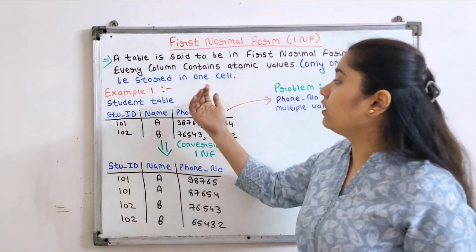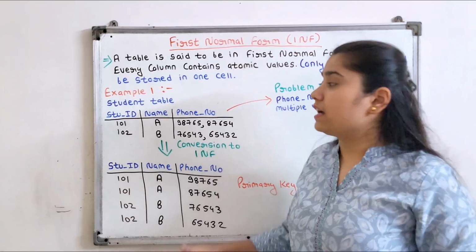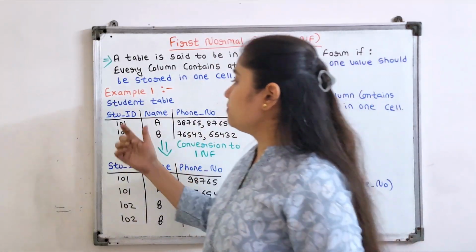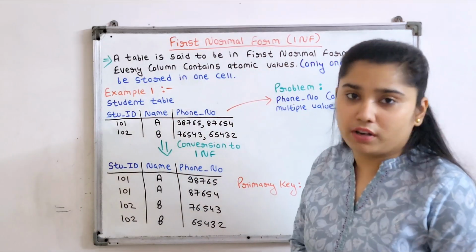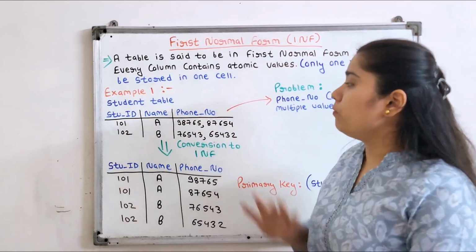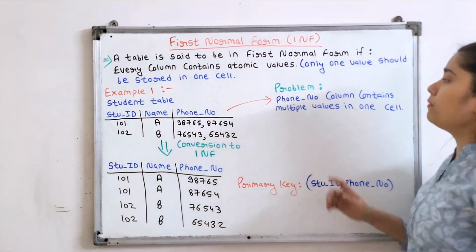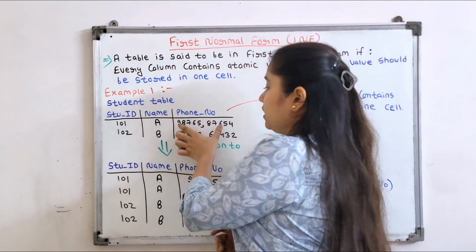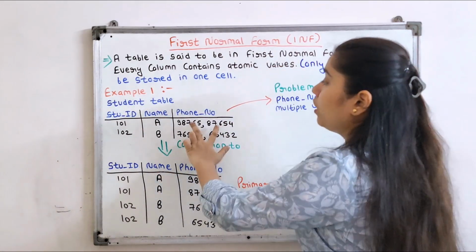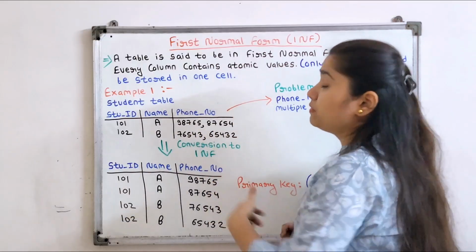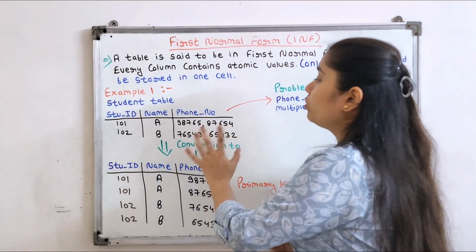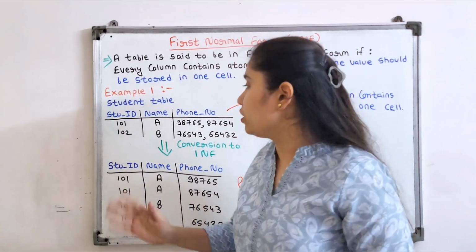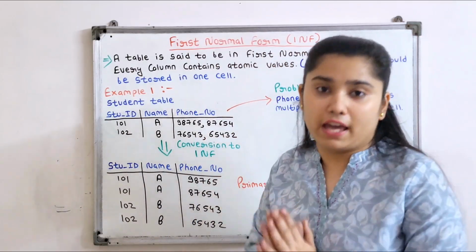Now let's discuss with the help of an example. Consider this table. Here we have a student table which has columns student ID, name and phone number. Here what is the problem? The phone number column contains multiple values in one cell. See, this is one cell and it has two values, which means multiple values. So we should not have any multiple values in any cell of the table. So this violates the 1NF.